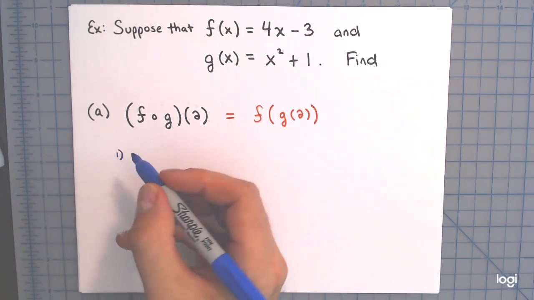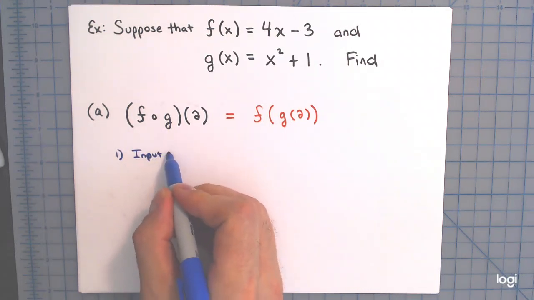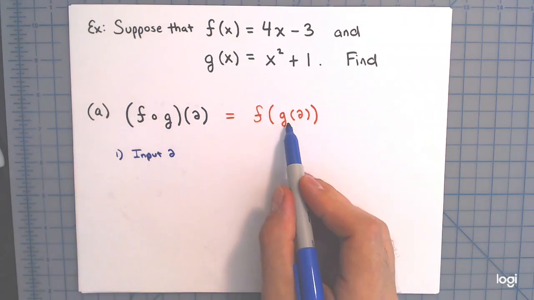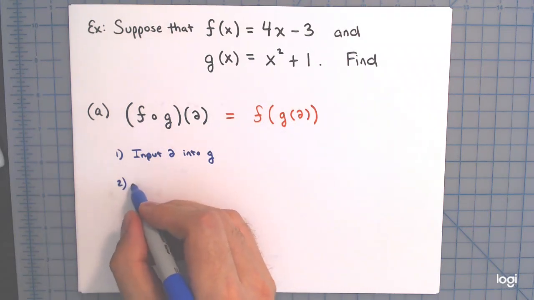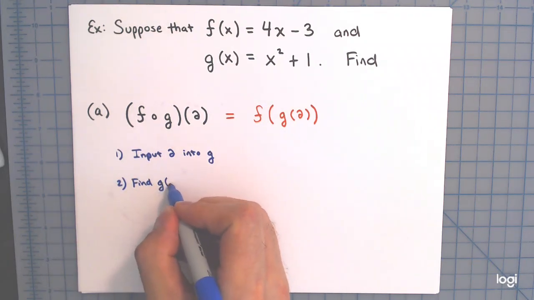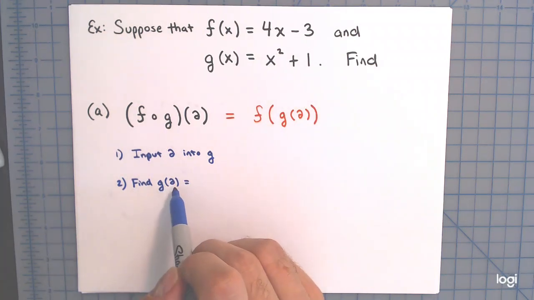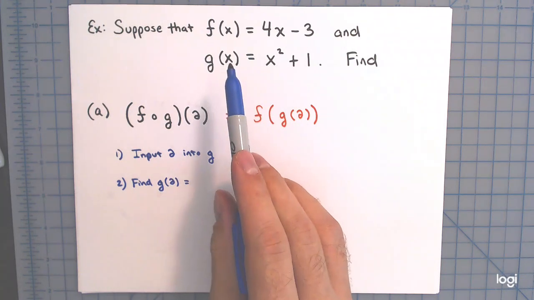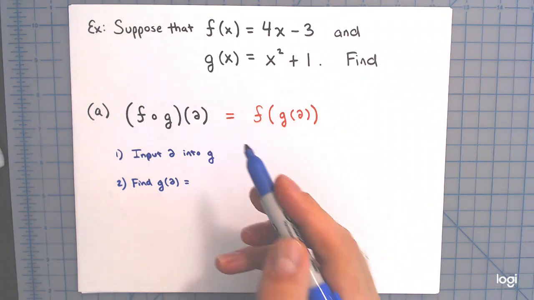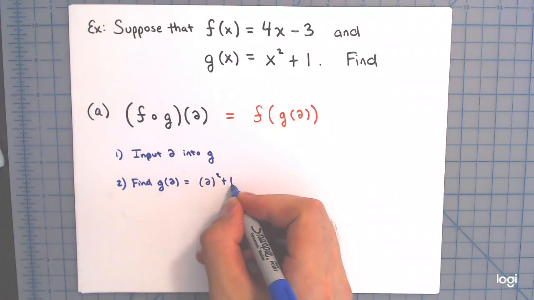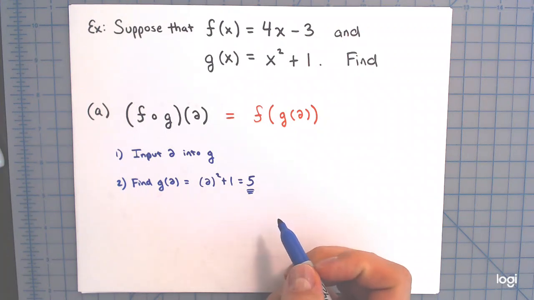So the first thing, take this number 2. I'm going to input 2 into the function g. I'm going to find g of 2. So then the next part is, find g of 2. Evaluate. All right, well, what is g of 2? Remember what you do when you're finding the value of g at 2? Just go through the rule for g and replace all the x's with 2. So g of 2 would be 2 squared plus 1, which is 5. There's g of 2. That's an important number right there, 5.